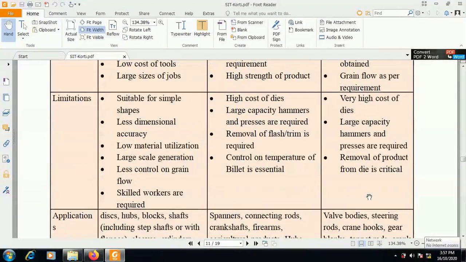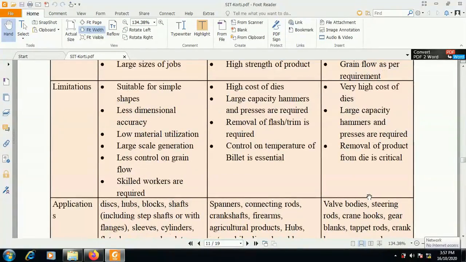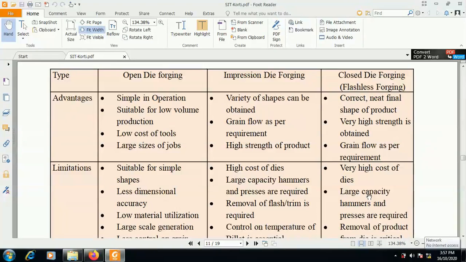This is advantages, limitations and applications of the open die forging. Again, impression die forging and closed die forging. We'll stop here. In the next lecture we will see next part.